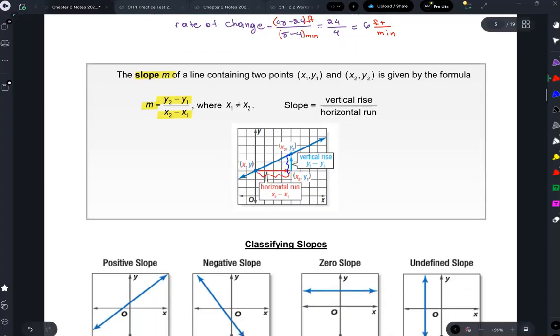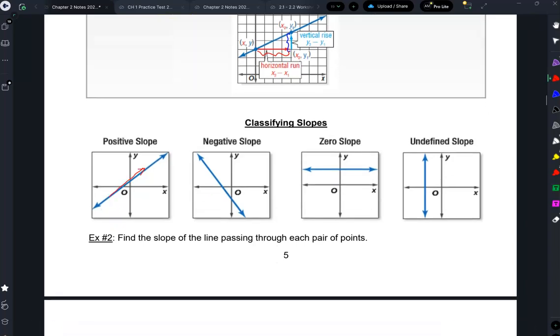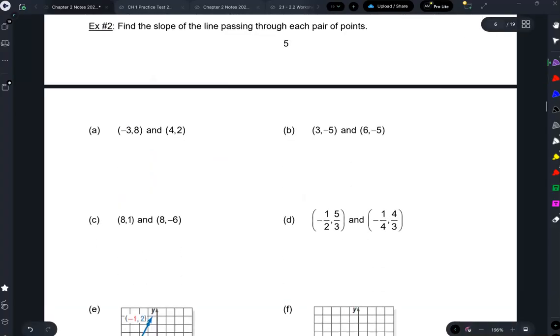Okay, let's talk about different versions of slope. A graph is always read from left to right. If going left to right the line is increasing, then it has a positive slope. If it's decreasing, then it has a negative slope. If it's horizontal, 0 slope. And if it's vertical, it's got undefined slope. Okay? All right, why don't we go ahead and find the slope of these points?